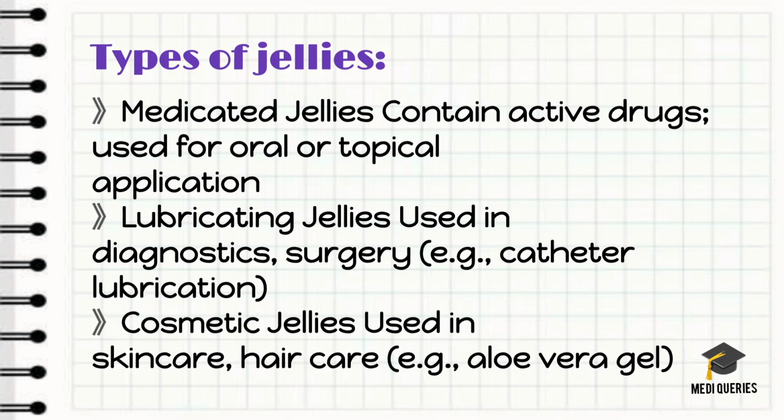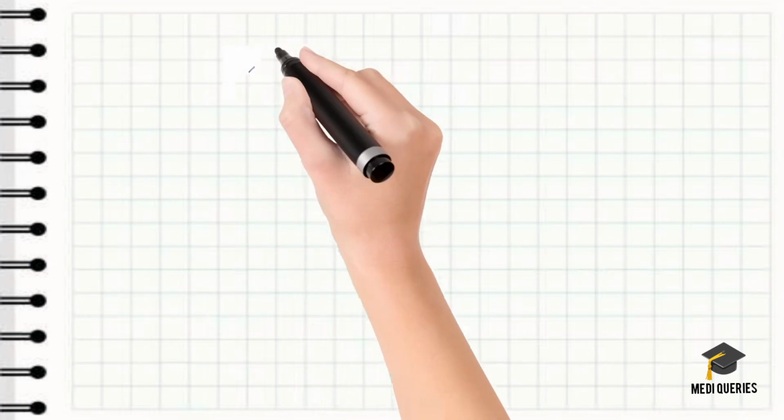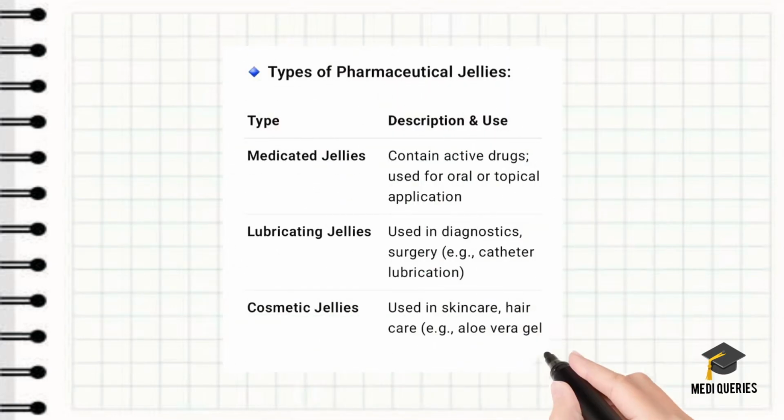And the third one is the oral jellies. These are flavored, palatable jellies designed to dissolve in the mouth, either for localized effects or for systemic absorption via the buccal cavity or the GI tract. The pleasant taste and easy swallowing make them especially beneficial for pediatric and geriatric patients. So these are all the various types of jellies.